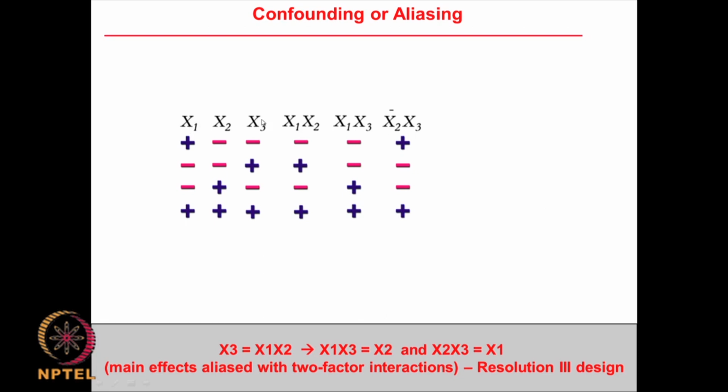Suppose I have x1, x2, x3. A 2 raised to the power 3 will be 8 experiments, but I do not want to do 8 experiments. So, I am doing only 4 experiments. How do you write this? 2 raised to the power 3 minus 1 design, because it is half of 2 raised to the power 3. Instead of 8 experiments, I am doing only 4 experiments. So first, look at this symmetry.